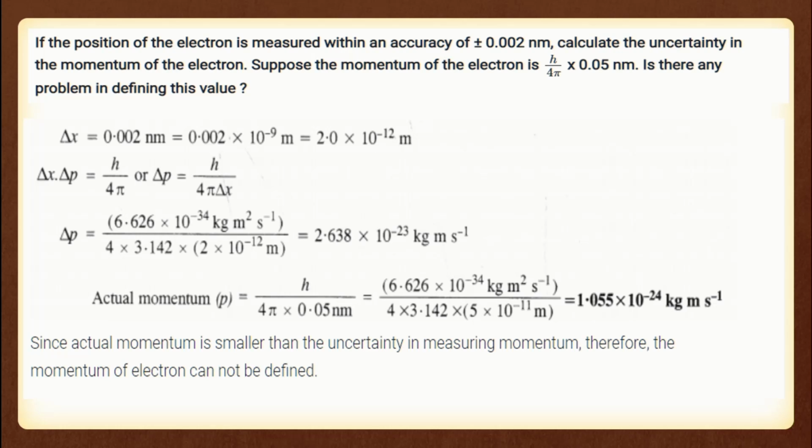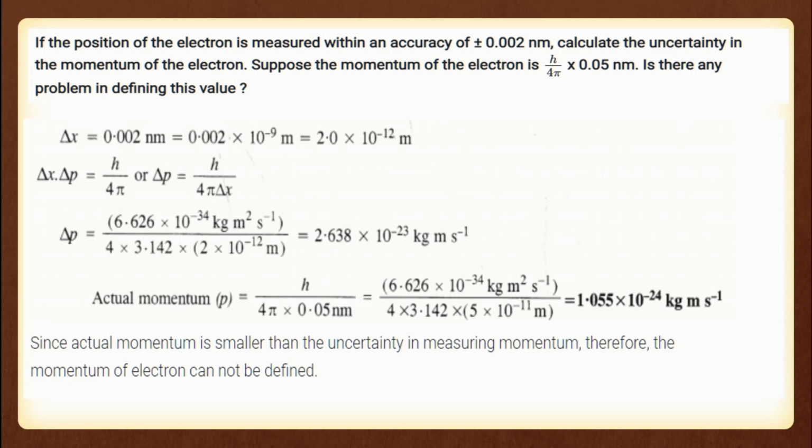Delta x is equal to 0.002 nanometers, which is equal to 0.002 into 10 power 9 meters, which is equal to 2 into 10 power minus 12 meters. Delta x into delta p is equal to h by 4 pi, or delta p is equal to h by 4 pi delta x. Therefore, delta p is equal to 6.626 into 10 power minus 34 kg meter square per second, the whole divided by 4 into 3.142 into 2 into 10 power minus 12 meters. This is equal to 2.638 into 10 power minus 23 kg meter per second.